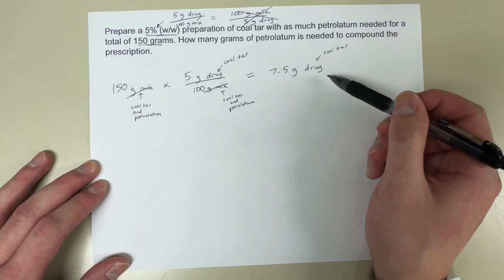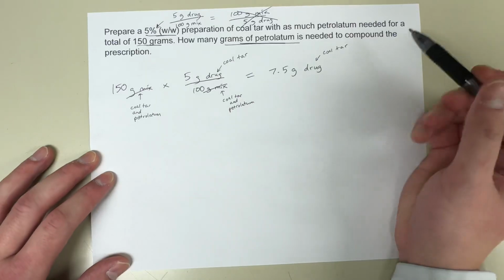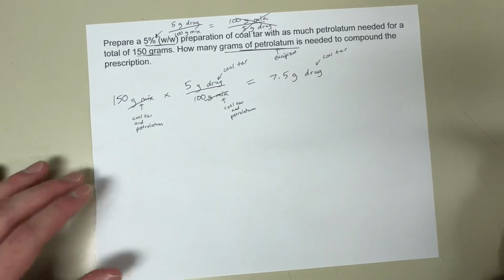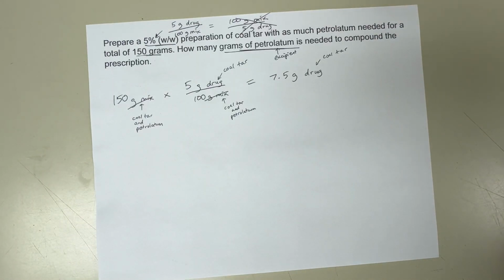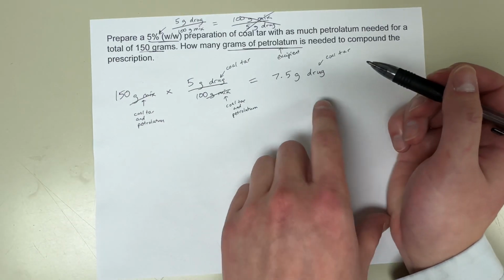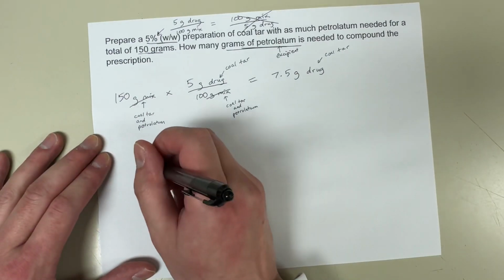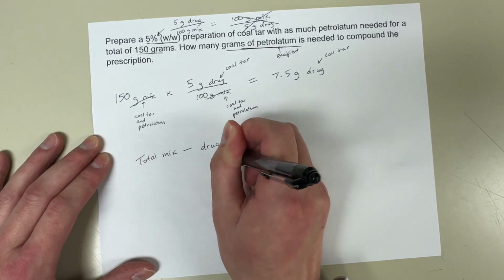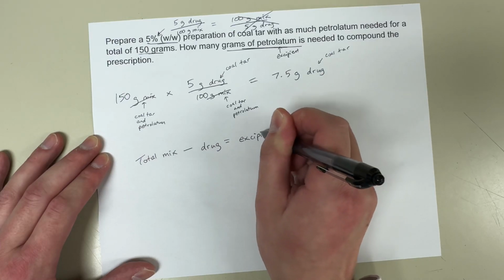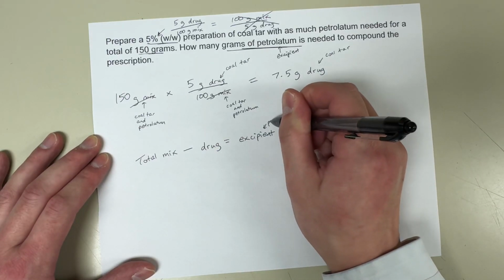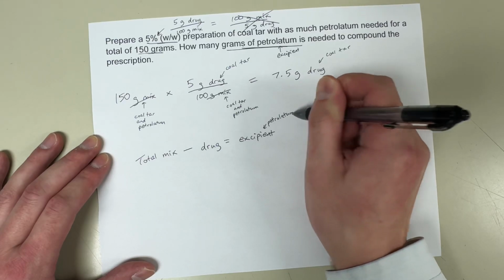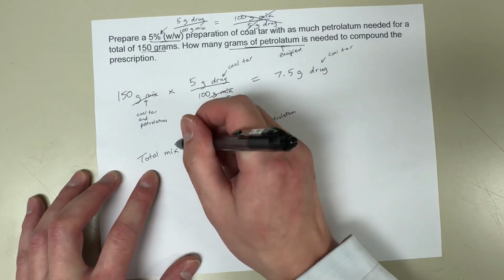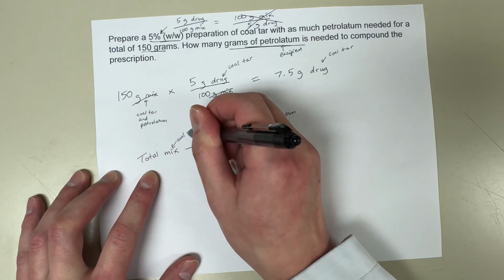But that's not the final answer, because the question asks how many grams of the petrolatum, which is the excipient or the inactive ingredient that's mixed with the active drug. So in order to calculate the amount of petrolatum, I have to take the total amount of the mixture and subtract that by the drug, and then that will give me the excipient, which in this case is the petrolatum. The drug is the coal tar, and the total mixture is the coal tar and the petrolatum.